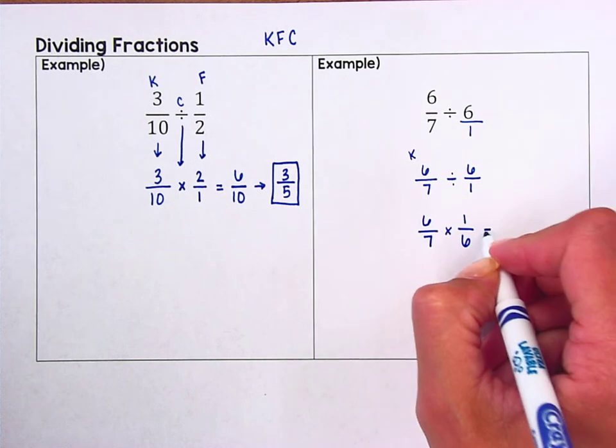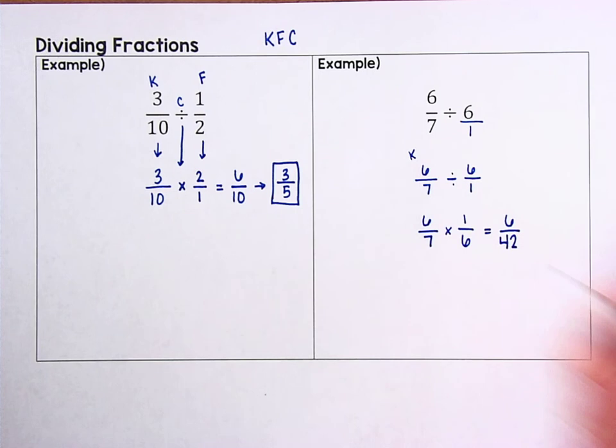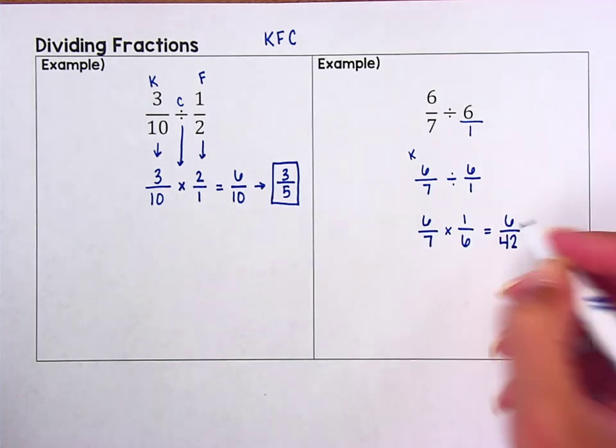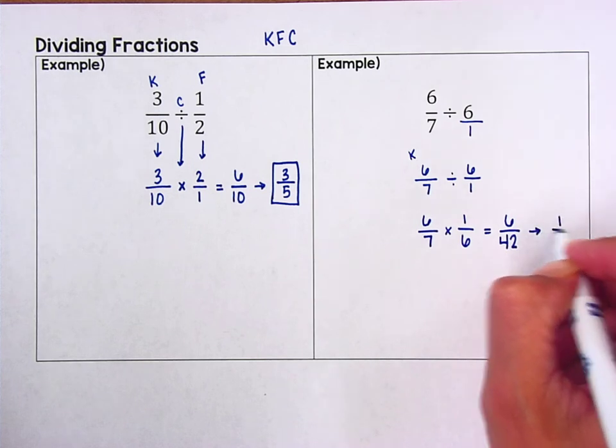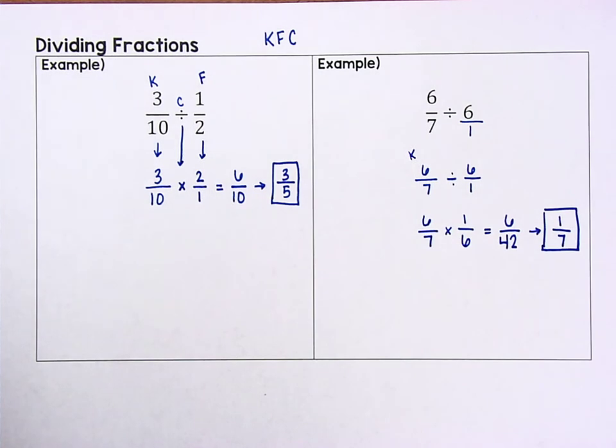6 times 1 is 6. 7 times 6 is 42. And we know that both 6 and 42 are divisible by 6, so we can simplify this to 1/7. So 6/7 divided by 6 is equal to 1/7.